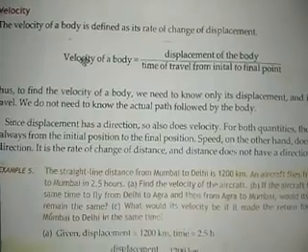Let us recapitulate what we have learned so far. Today we have learned about distance and displacement. Distance is the actual length of the path covered by the body, and displacement is the separation between the initial and the final position. Then we learned about speed. Speed is defined as rate of change of distance. It is a scalar quantity having only magnitude but no direction, and the SI unit of speed is meter per second. Then we learned about velocity. Velocity is defined as the rate of change of displacement, which has magnitude as well as direction, so it is a vector quantity.